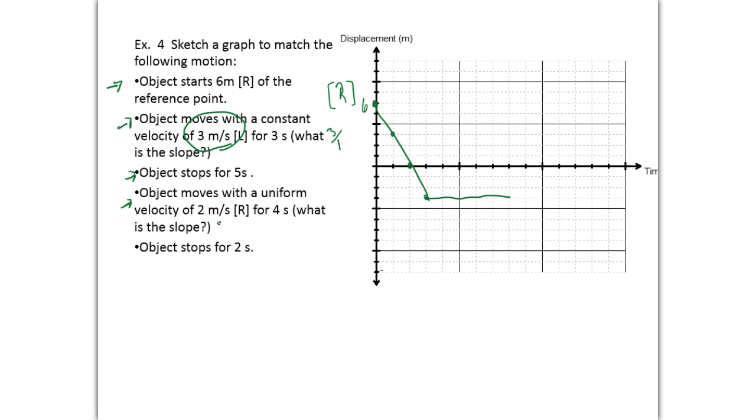Again, it asks what's the slope? Well, the slope is 2 over 1. So up 2 over 1. So you move for 1, 2, 3 seconds, and here's 4. And then the object stops for 2 seconds.